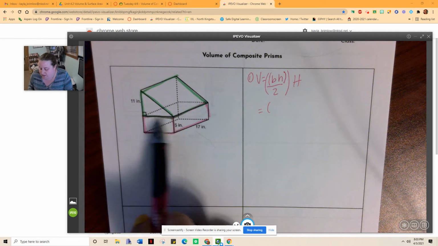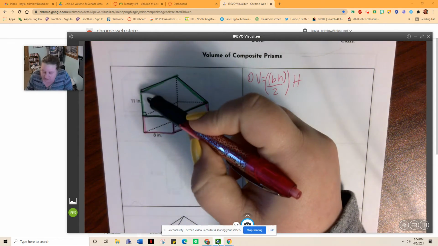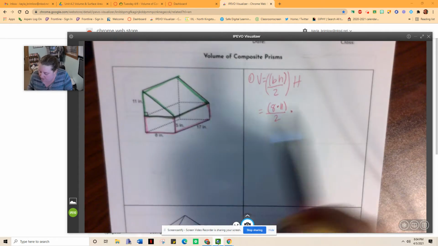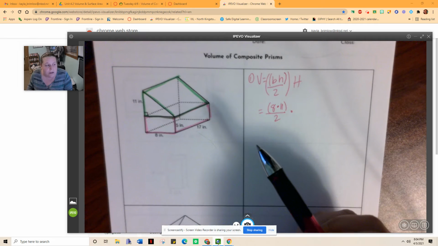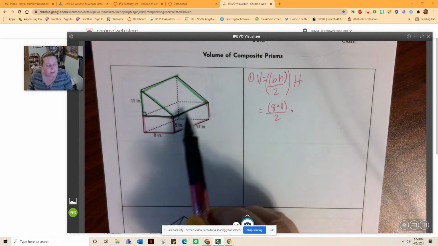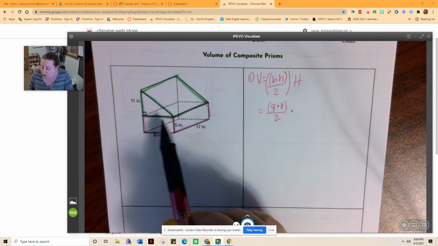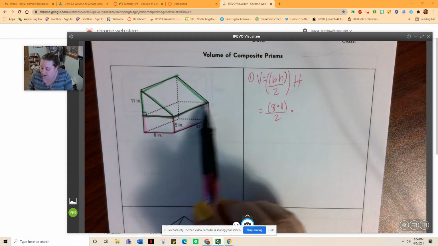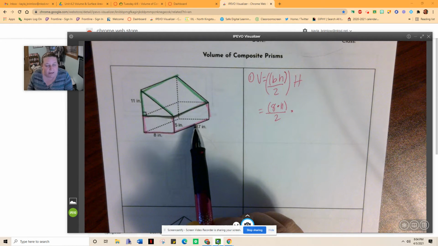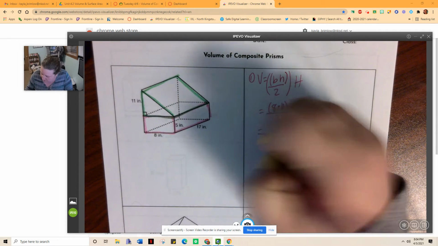So if this is 8, then this side also has to be 8. So the base is 8, the height is 11, okay? So I multiply that divided by 2, and then I'm going to multiply that by the height of the prism. You can tell what the height of the prism is because it connects your two bases. In this case, it's the side length that connects the two triangles. So from here to here, that is the length I'm looking for. Now they don't give it to me, but once again, using my rectangular prism, if this side is 17, this side also has to be 17.